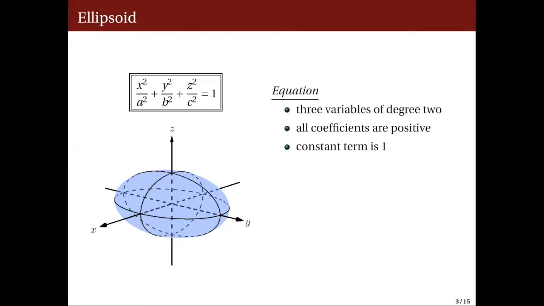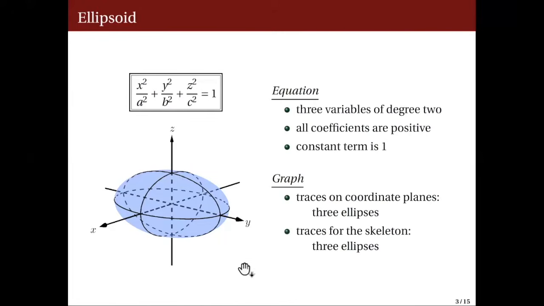Here you have a shaded graph for easier visualization. But when you are asked to draw an ellipsoid, a skeleton or a frame for the ellipsoid will do. Observe here that I actually have 3 ellipses drawn on the surface of the ellipsoid. We have the traces on the 3 coordinate planes. You can see here the trace on the xy plane, the trace on the xz plane, and the trace on the yz plane. Those 3 ellipses would be sufficient for a skeleton of an ellipsoid. Let us take a look at a particular example.